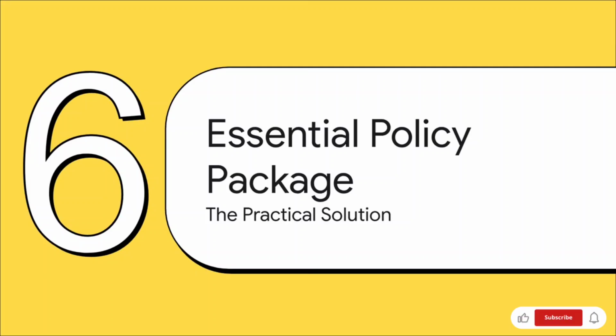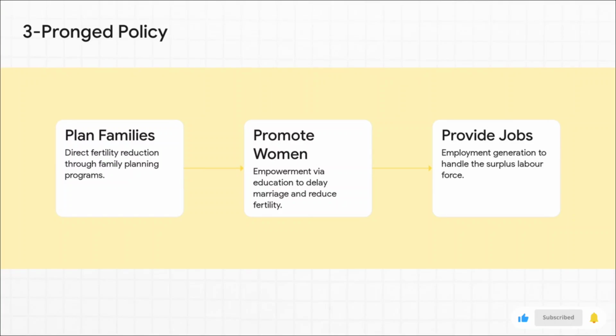Okay, so if a policy is a must-have, what does a good one actually look like? What should it include? Well, our final P in DENPP gives us the answer, the practical policy package. A really smart policy isn't just one thing. It's a three-pronged attack. First, you've got direct stuff, like family planning programs. Second, and this is so important, you promote women's education and empowerment. Honestly, this is one of the single most powerful ways to lower fertility. And third, you've got to provide jobs. You have to turn that huge population from being a burden into a powerful asset.